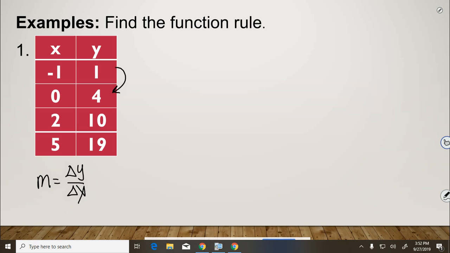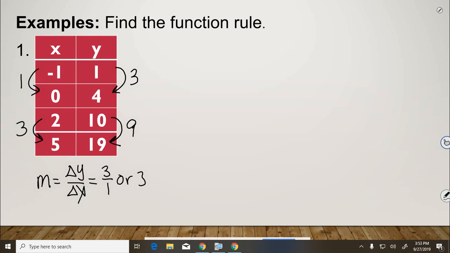If I go from 1 to 4, I'm going up 3. If I go from -1 to 0, I'm going up 1. And our slope would be 3 over 1, or just 3. If I go from these two, 10 to 19, I'm going up 9. And then 2 to 5, I'm going up 3. And 9 over 3 is also 3.